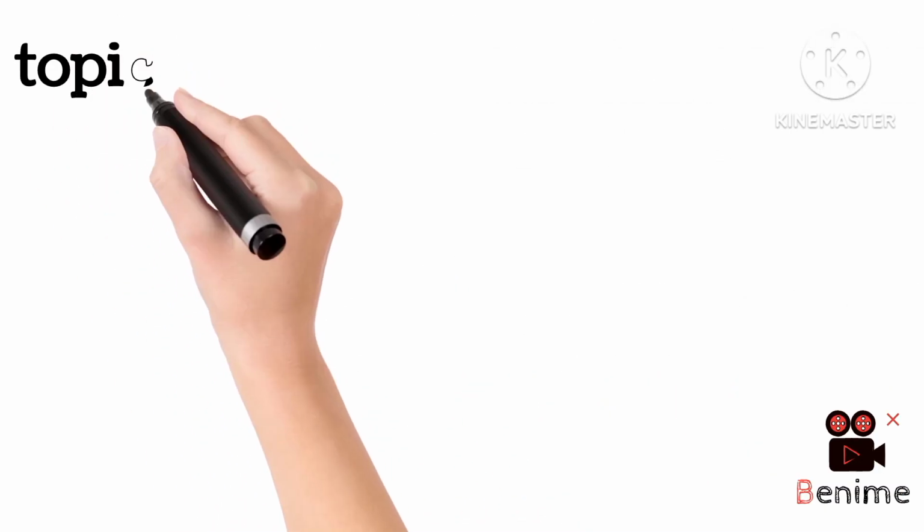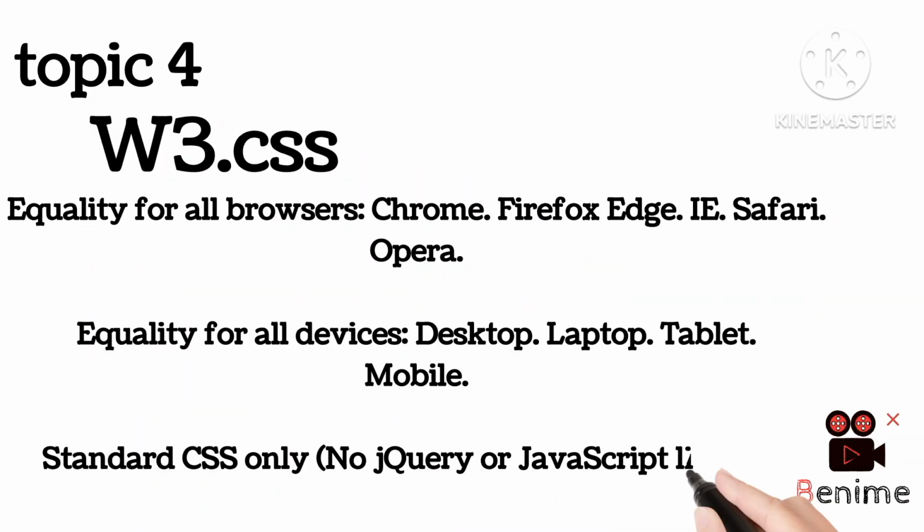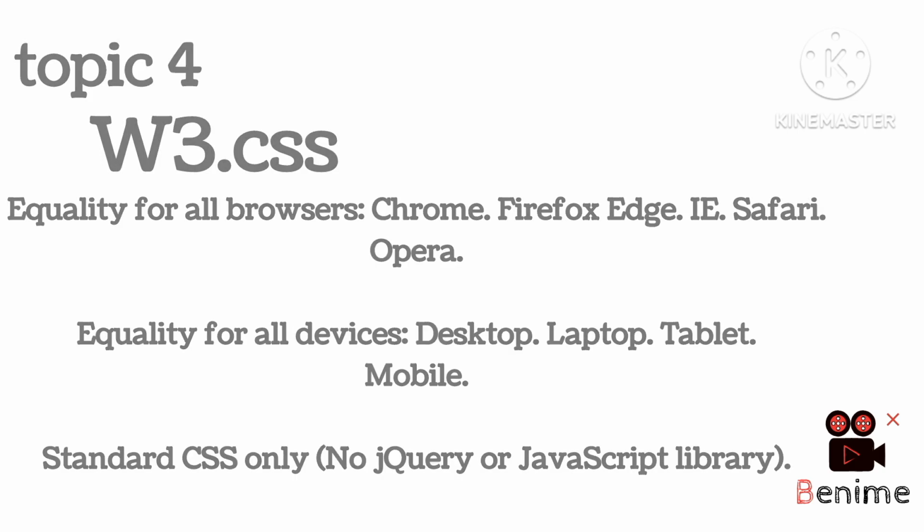Our next topic is topic number 4, W3.CSS. It provides us with equality for all browsers: Chrome, Firefox, Edge, IE, Safari, Opera. Equality for all devices: desktop, laptop, tablet, mobile. Standard CSS only, no jQuery or JavaScript library.